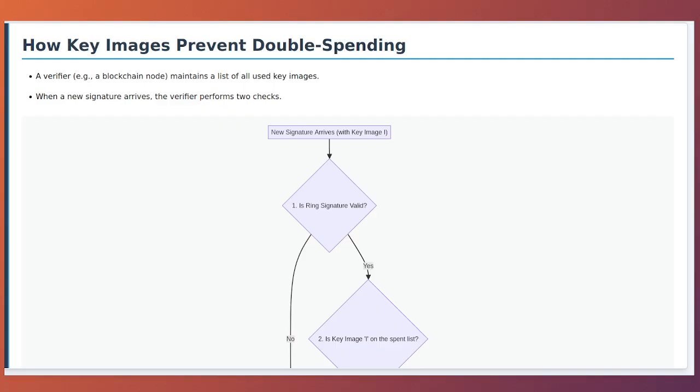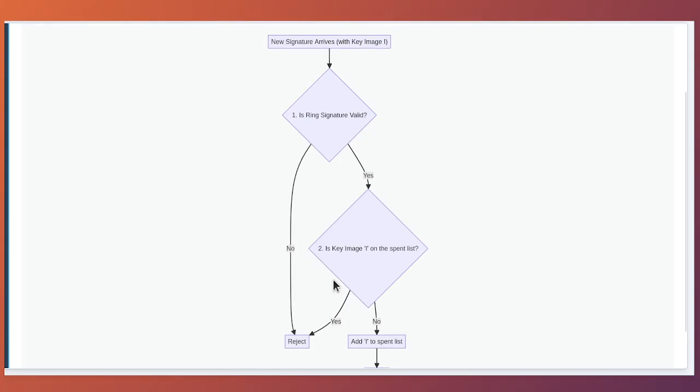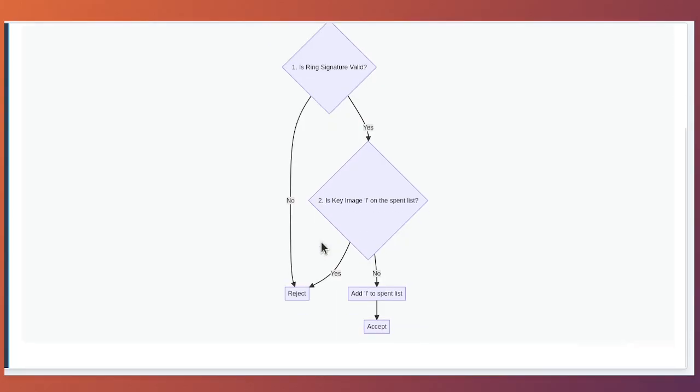When a verifier, such as a blockchain node or a voting server, receives this transaction, they perform two checks. First, they verify the ring signature itself to ensure that the transaction is authentic and came from a valid member of the ring. If that passes, they perform a second check. They take the key image provided with the signature and look it up in a database that contains all the key images that have been used in the past. If the key image is not in the database, it means this is the first time this user has performed this action. The signature is accepted, and the new key image is added to the database.